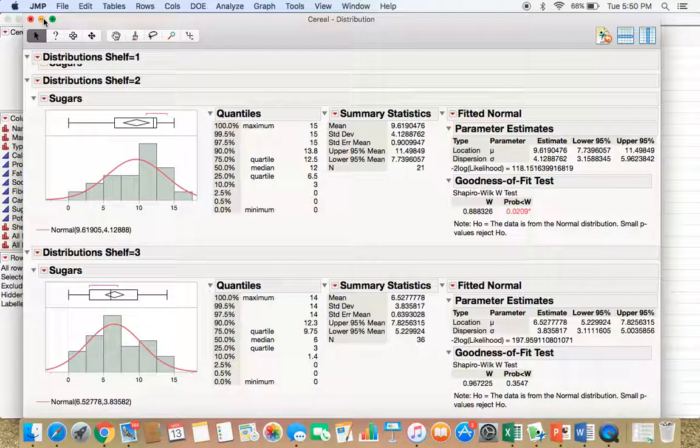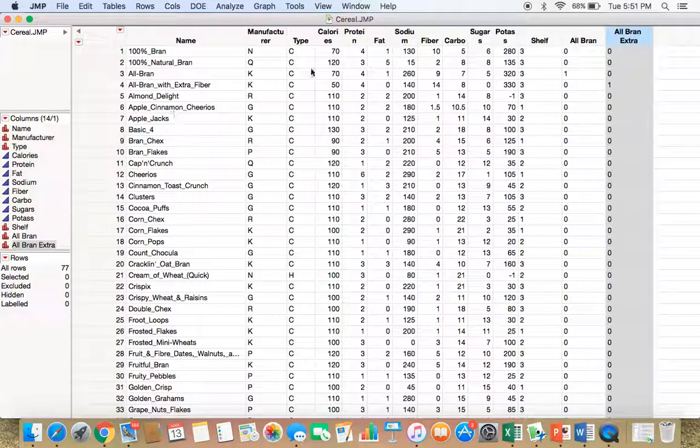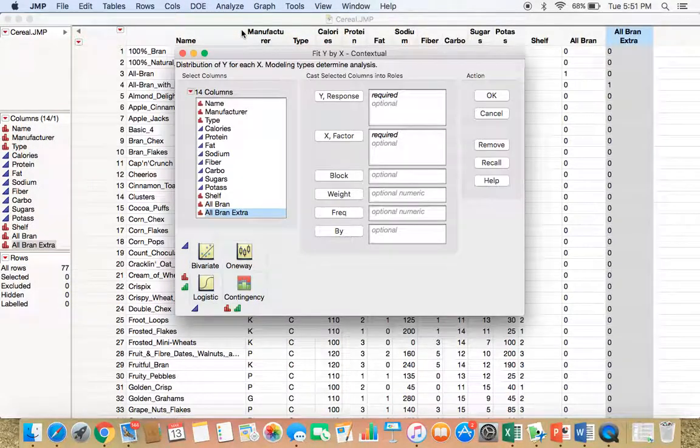Now the last part of the EDA is our test for unequal variances. Here we set up the null hypothesis as H0: sigma squared 1 equals sigma squared 2 equals sigma squared 3. And the alternative hypothesis is HA: at least two variances are different. In order to test the unequal variances, we go to our fit y by x. We go to our chart, analyze, fit y by x.